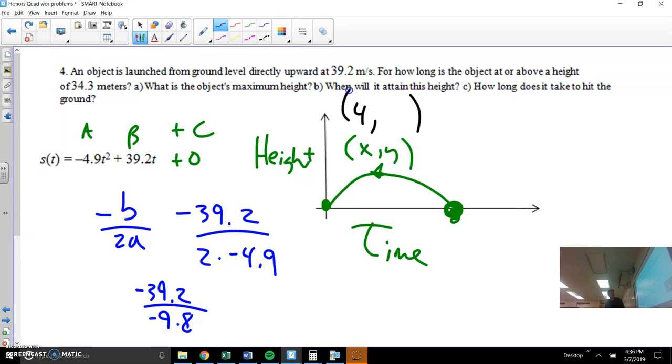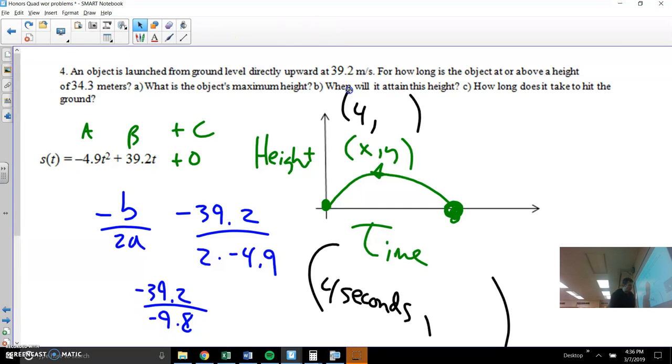In part B, the question is when will it obtain this height? So the answer to this first part is 4 seconds. In 4 seconds, it's going to reach that max height. But what is that max height? What would happen if you plugged in 4 for the time?